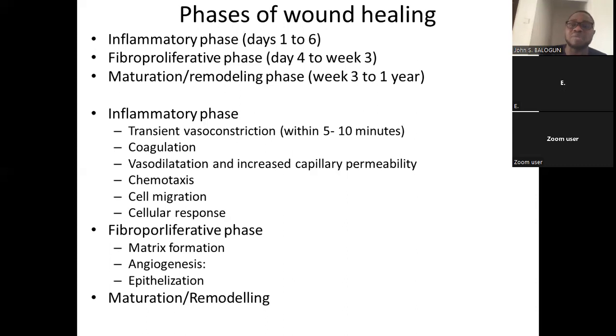No. Some part of the wound may be in the inflammatory phase, some part may be in the proliferative phase, some part may be in the maturation phase. They all occur almost at the same time, but at different parts of the wound. Different parts of that same wound may be in different phases of wound healing. Now, the hemostatic phase usually has the following processes in it: transient vasoconstriction, coagulation, and vasodilatation and increased capillary permeability.